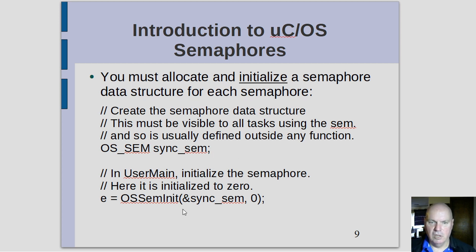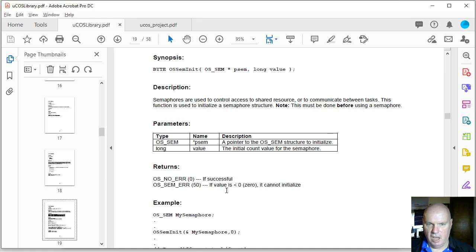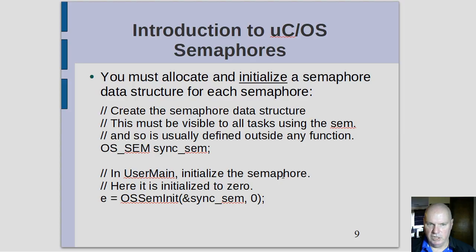with different names. Notice in OS init, I pass a pointer to this data structure, so ampersand, and then the second argument here, I'm initializing it to 0, so it's initially unavailable. And then OS init returns a status byte indicating the error, and I want to check to make sure that no error occurred, that E is equal to 0 on return before proceeding. That's typically how I'd use that.